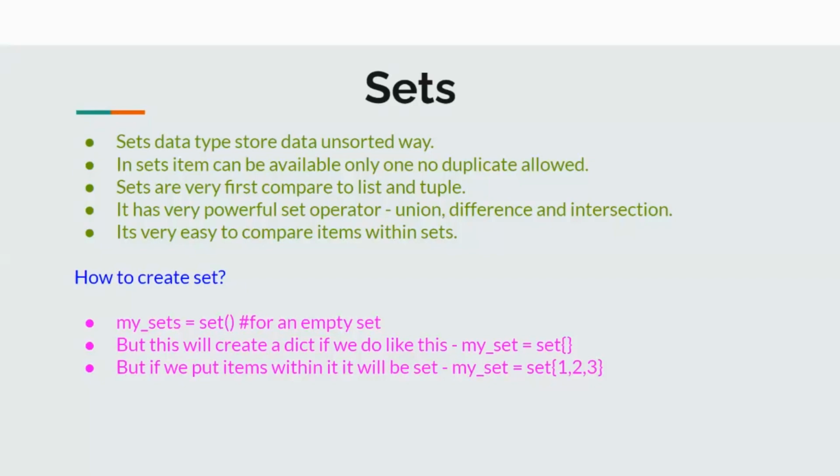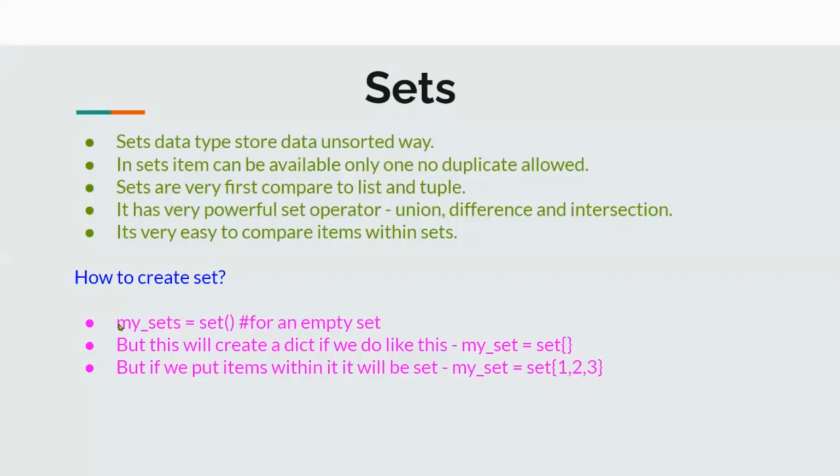It has to be only one. Sets are very powerful compared to lists and tuples, which is a big advantage, and they have very powerful set operators like union, difference, and intersection. We'll do examples in code so you can see what union, difference, and intersection are. It is very easy to compare items within a set. If there is a big, large set, you can compare the items within it. It's very powerful.